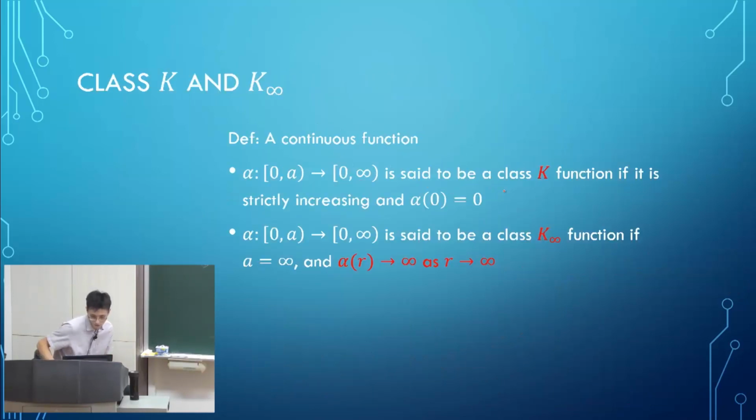So now there are a few functions to be defined, and we call them class K or K infinity functions. So what is class K? A function alpha that maps from this space to this space, from a scalar to another scalar, is said to be a class K function if it is strictly increasing and 0 at 0. And the second condition is built on top of the first one. It means a K infinity function, if this a is equal to infinity, is defined from 0 to infinity, and the alpha function goes to infinity as r goes to infinity.